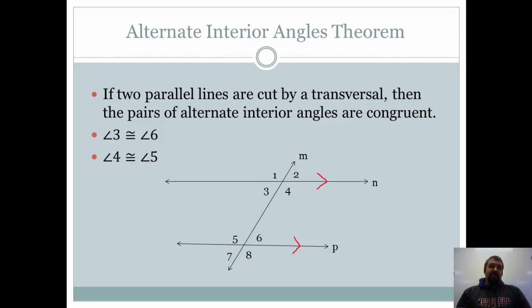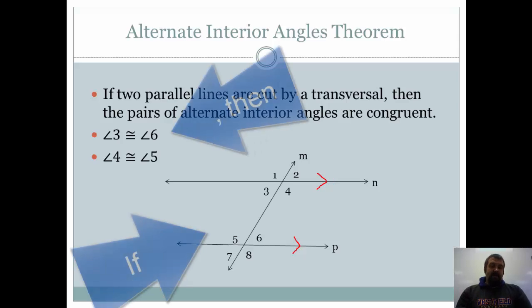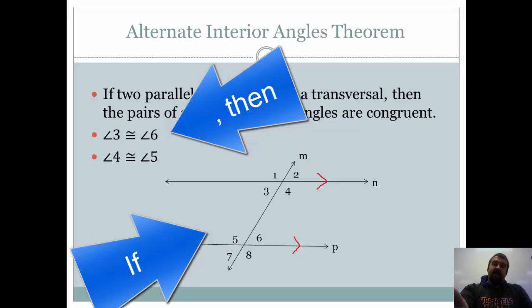The alternate interior angles theorem is almost exactly the same phrasing as the corresponding angles postulate, except that because of the corresponding angles postulate, I can prove these other three. The alternate interior angles theorem, it's provable. If two parallel lines are cut by a transversal, such as lines N and P, they're both parallel and they're cut by the transversal line M.